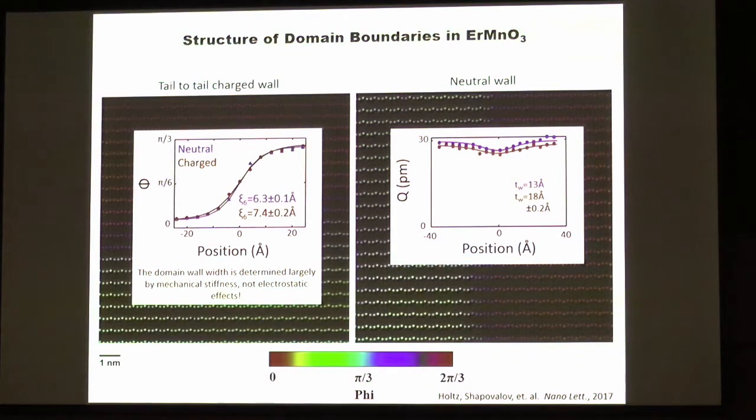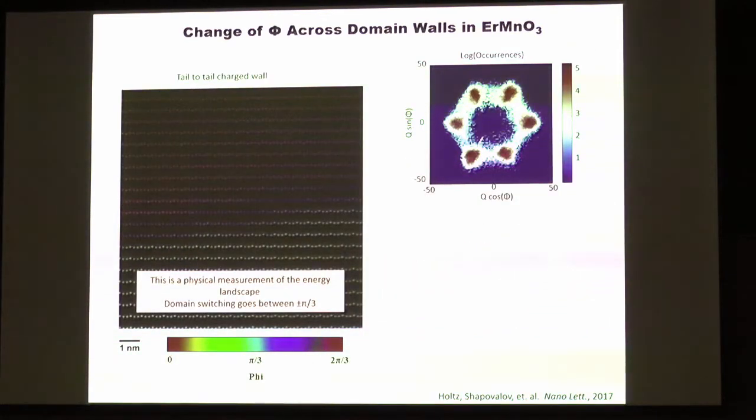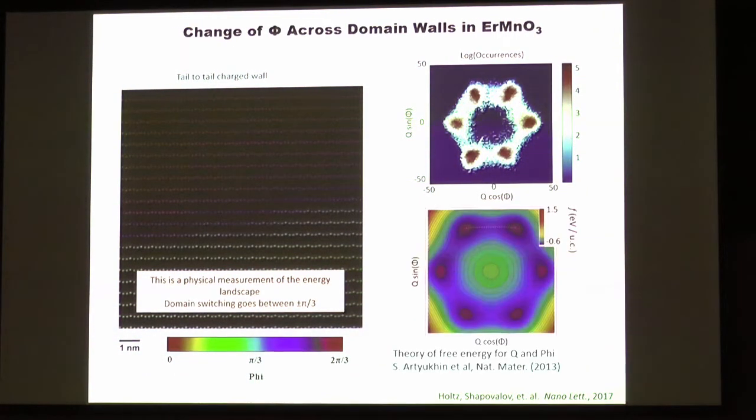We can also look at the trimerization amplitude Q as a function of position on the wall, and we can see that this isn't changing that much. Slight change, but not much. So we can also go through and map tons of regions, take many images, hundreds of images of the different ferroelectric domain walls, and we can make histograms of what the order parameter is, Q sine phi, Q cosine phi, and we can pull out a physical measurement of the energy landscape going through this material. So you can see the ferroelectric domain switching is going from one domain to another, just like we would expect from the free energy landscape, which is shown here from this paper.